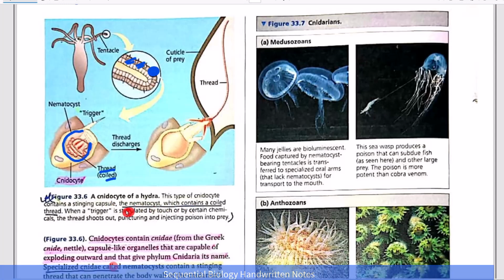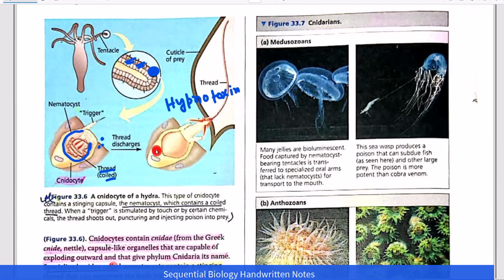The nematocyst contains a coiled thread, and when the trigger is stimulated by touch or by certain chemicals, when the cnidoblast cell comes in contact with certain chemicals or any food materials, the coiled thread shoots out from the nematocyst, and then they paralyze the prey. Actually, this cnidoblast cell secretes a special kind of paralyzing agent known as hypnotoxin, and this hypnotoxin paralyzes the prey, and they capture the prey with the help of this cell. Due to the presence of this cnidoblast cell, this phylum is also called phylum Cnidaria.